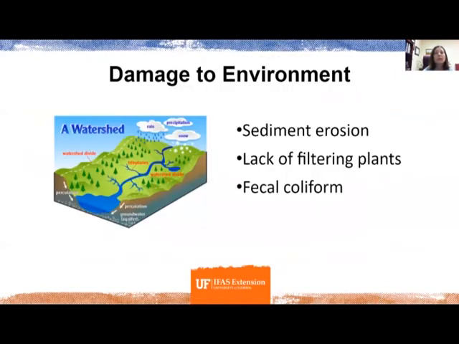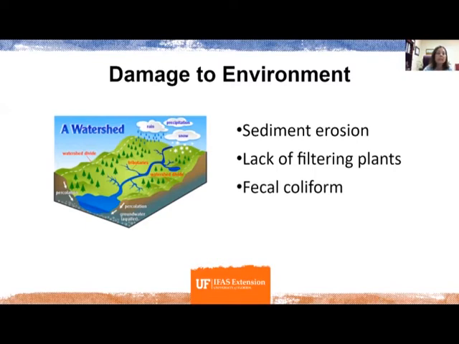So we've got our damage to the environment. This is why they are so bad. You see our watershed here, and so basically, you know, like they said in Finding Nemo, all drains lead to the ocean. Well, it's the same premise. All that water is going to lead to the bigger bodies of water, and anywhere along the way, if we get contaminants in it, it can cause decreased water quality.